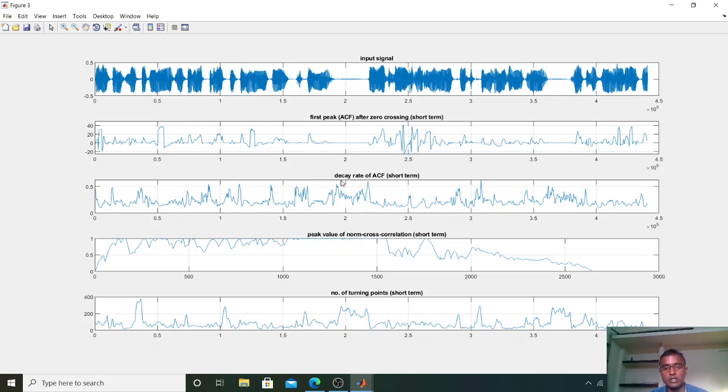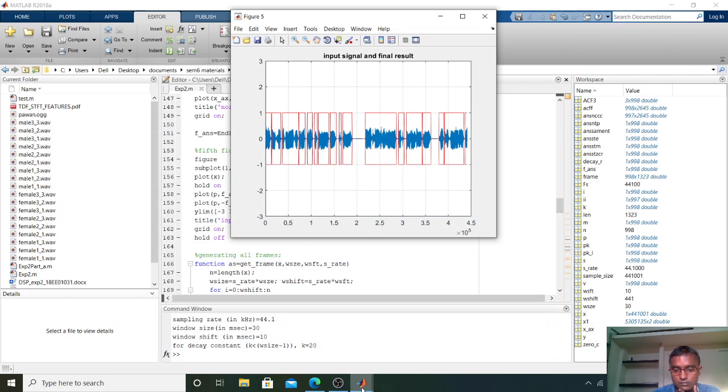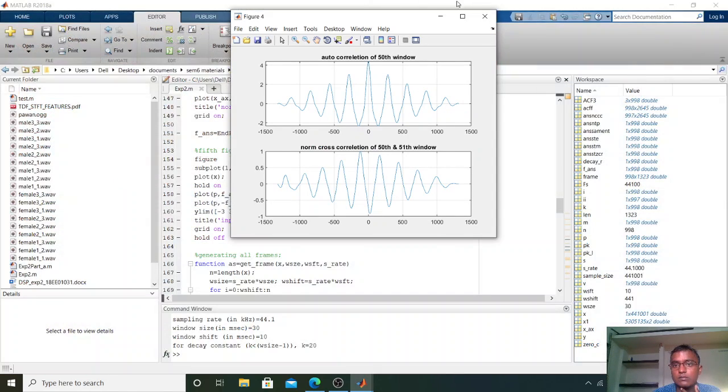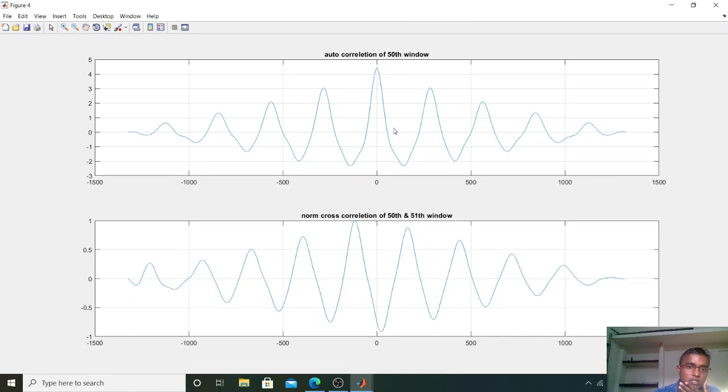And after that, the decay rate, how I have calculated that I have explained. This one I have calculated using normalized cross correlation. I have taken the peak value of everything and plotted this. And after that, the number of turning points. This one is just for a particular window. I have plotted the autocorrelation value for the 50th window, and you can see that this is an even function and it is maximum at k equal to 0.